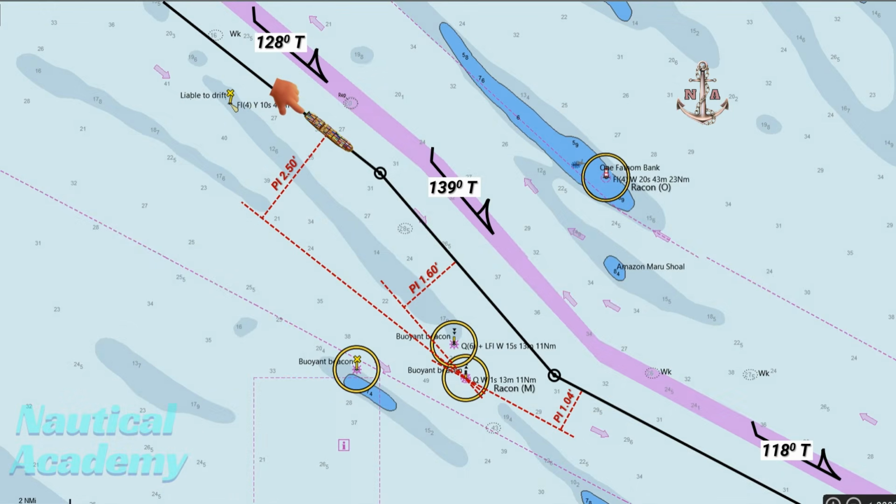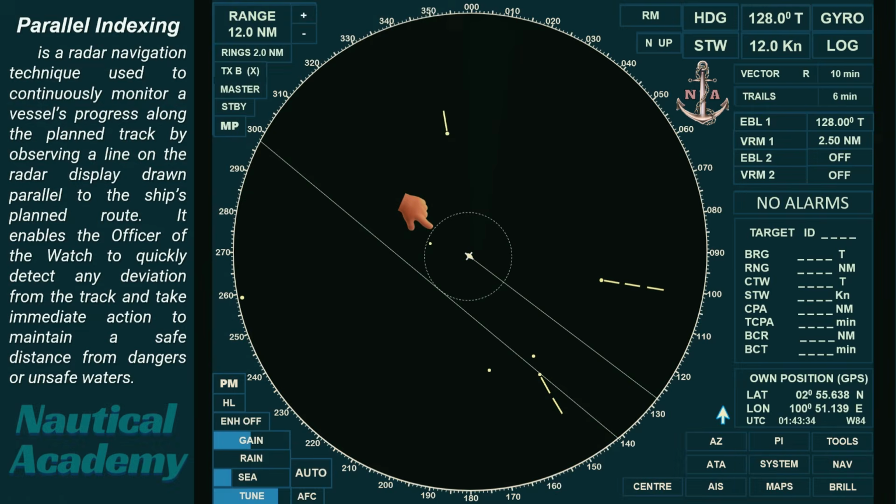Now, before the vessel arrives at the wheelover point, which we assume is located here, where we execute the helm to alter course toward the next waypoint, set the PI line of 139 degrees with a PI distance of 1.60 nautical miles on the radar. So, set the VRM to 1.60 nautical miles. Then create a floating EBL at 139 degrees. Position the EBL on the starboard side, aligned with the VRM. This will serve as the PI line to be used once we have altered course toward the next waypoint.